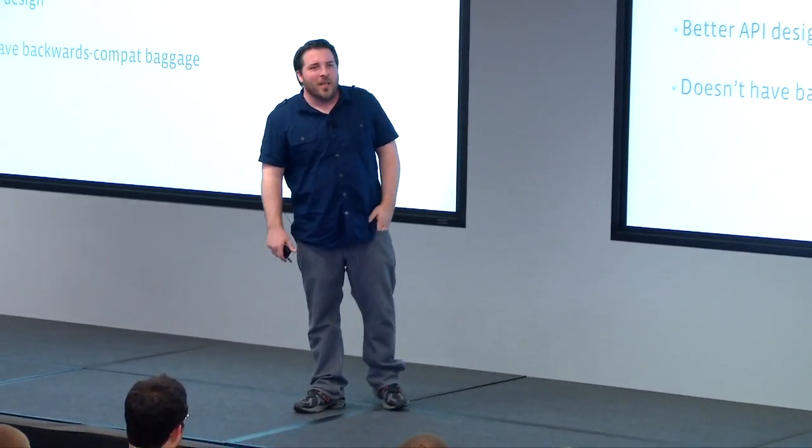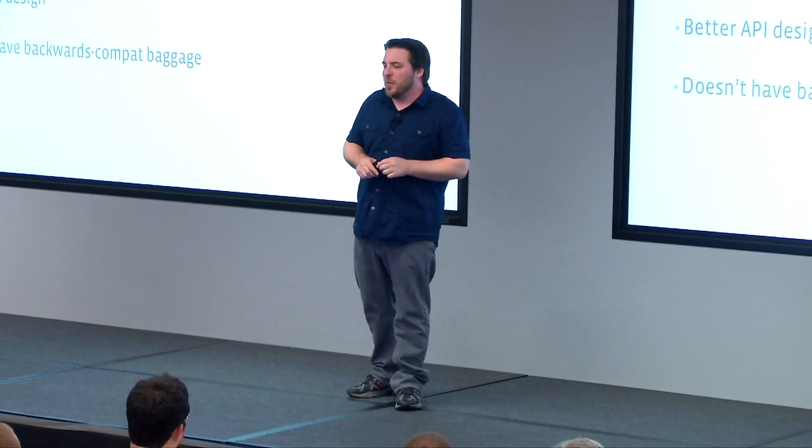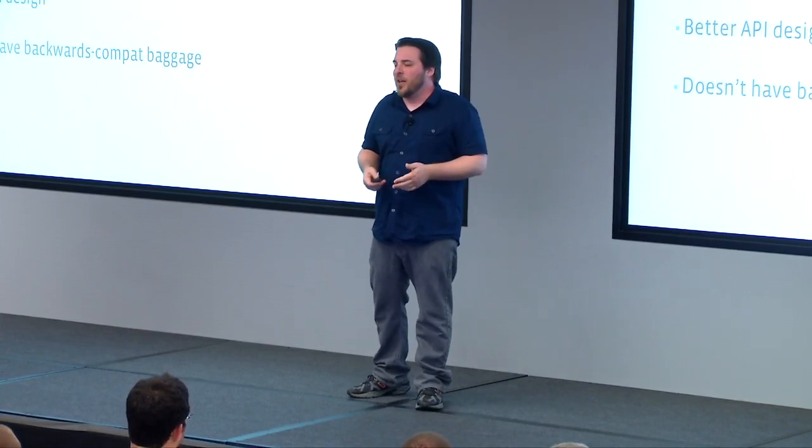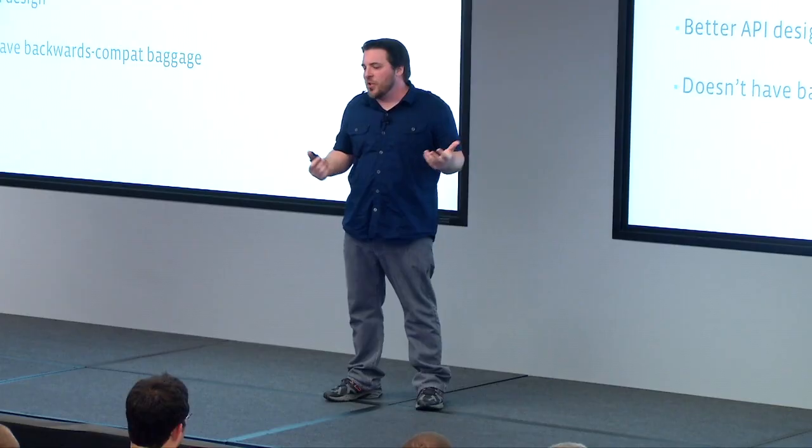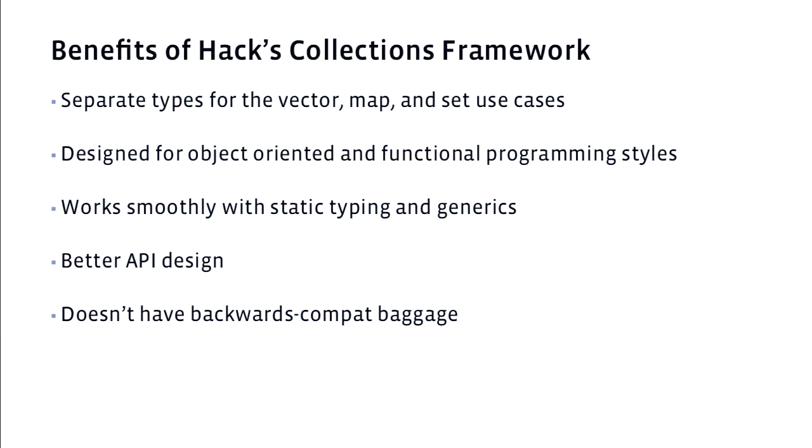All right, so we showed off some of the cool stuff about collections, and some of you may still be asking, why bother? Why not just use PHP arrays? So some of the benefits: the Hack collection framework defines separate types for vector, map, and set, the different use cases. And so we'll get into why it's clunky to try to have one data structure do everything, and you'll see some of the benefits there.